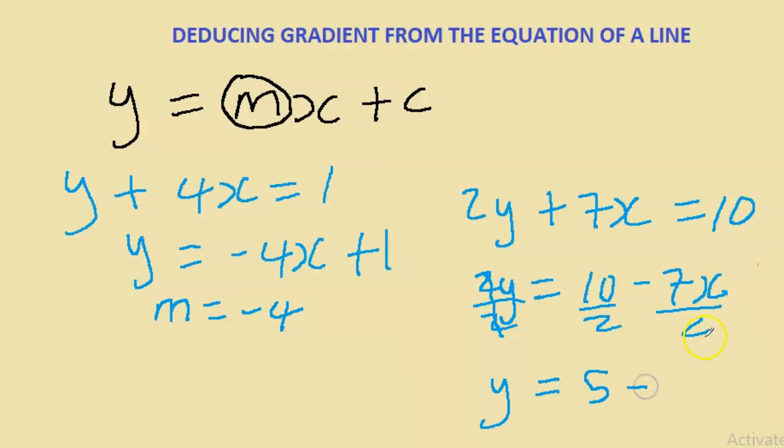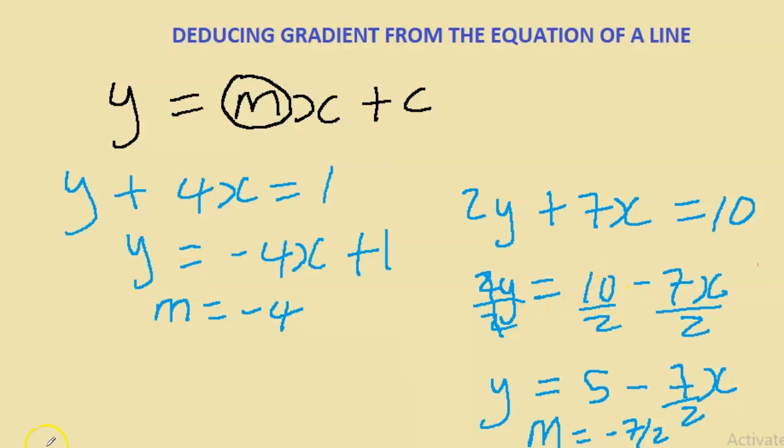So what's the gradient here? We normally write the gradient as a fraction. Alright, what if you put negative 3.5? I guess that's equivalent, right? So here m is minus 7 over 2. So I hope you're comfortable with that now. You all should be able to use a line and determine the gradient.